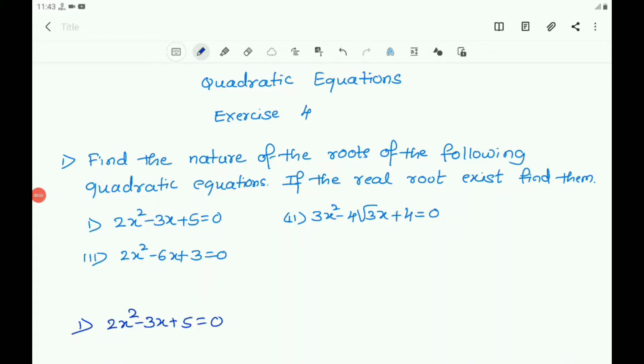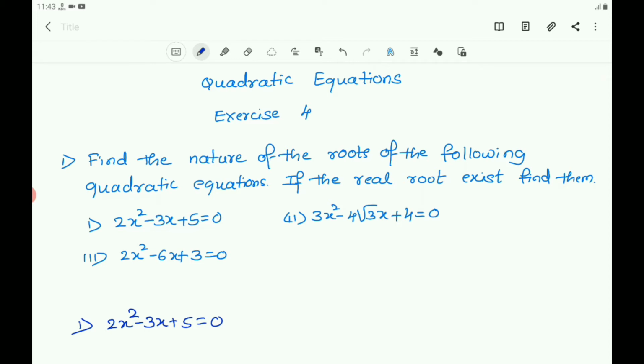Children, it is a continuation of the chapter quadratic equations. Now let us start Exercise 4. The first question: find the nature of the roots of the following quadratic equations. If the real roots exist, find them. There are three quadratic equations.